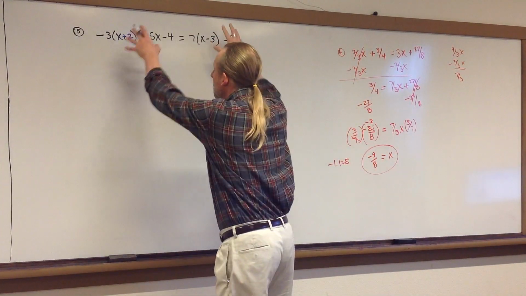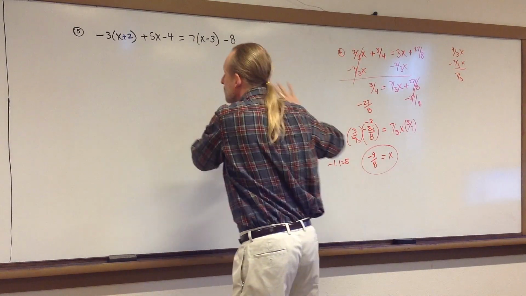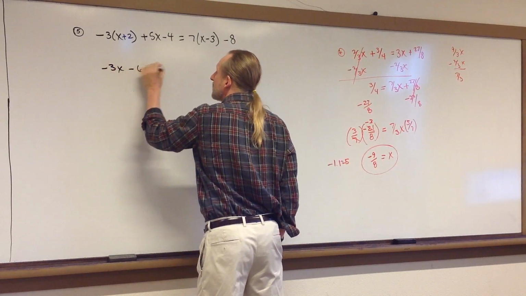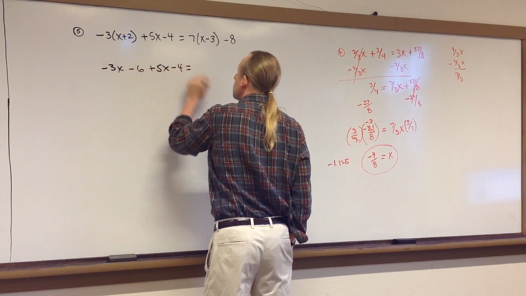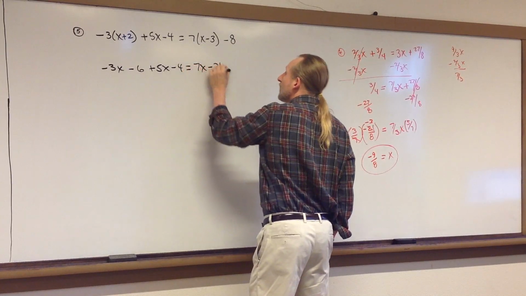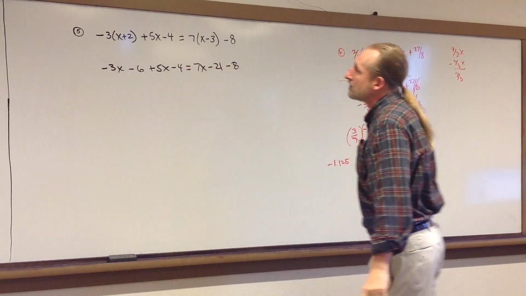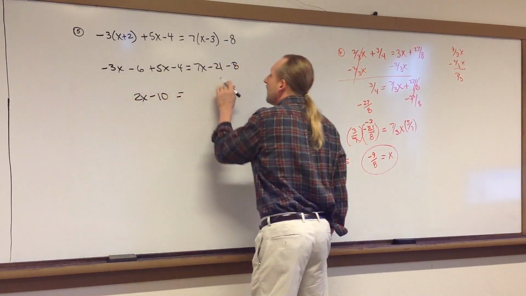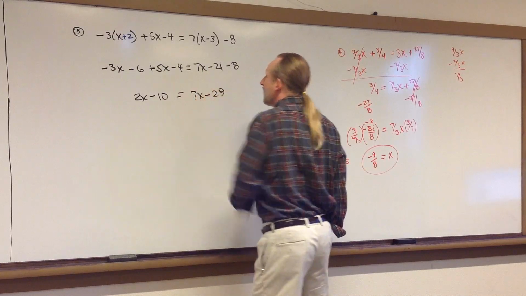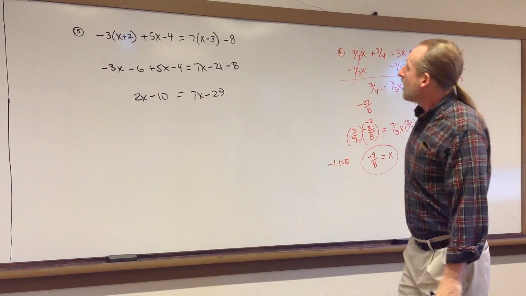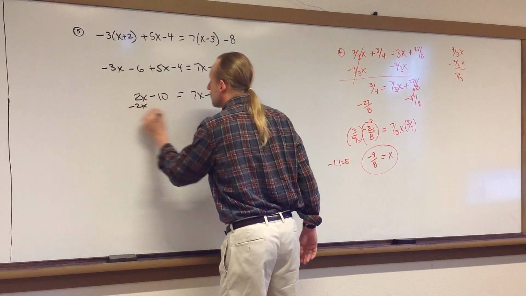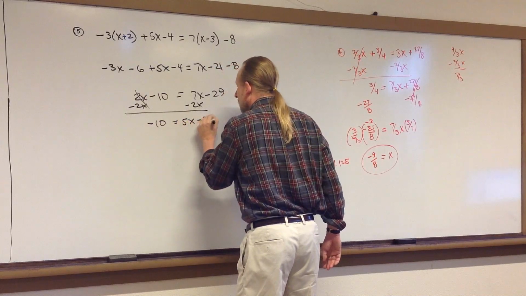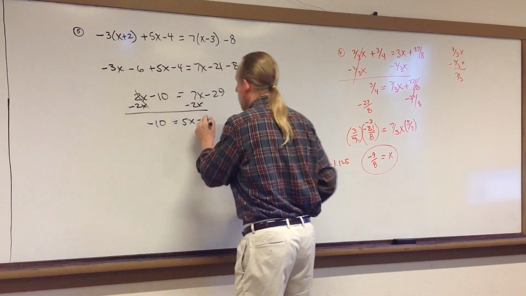We need to simplify on both sides, collect all our x's on one side, collect all the constants on the other side. So this will be negative 3x minus 6, and then plus 5x minus 4 equals 7x minus 21 minus 8. So over here, we get 2x minus 10, and over here, 7x minus 29. Let's see, so I'll subtract the 2x on both sides. Negative 10 is 5x minus 29.